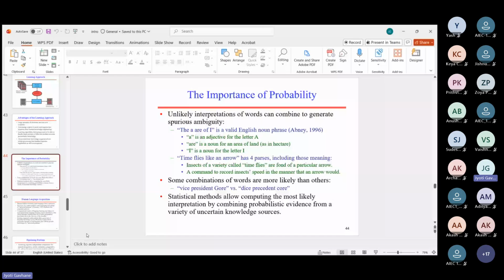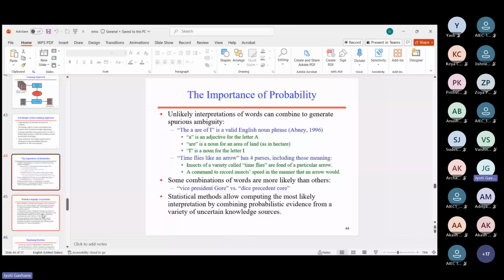Time flies like an arrow has four phrases including those meanings. Insects of a variety called time flies are fond of a particular arrow. A command to record insect speeds in the manner that an arrow would. Okay. Some combinations of words are more likely than others: Vice President Gore versus Vice President Gore. So these are some of the combinations in terms of rhymes. Statistical methods allow computing the most likely interpretation by combining probabilistic evidence from a variety of uncertain knowledge sources. So these are some of the importance of the probability.